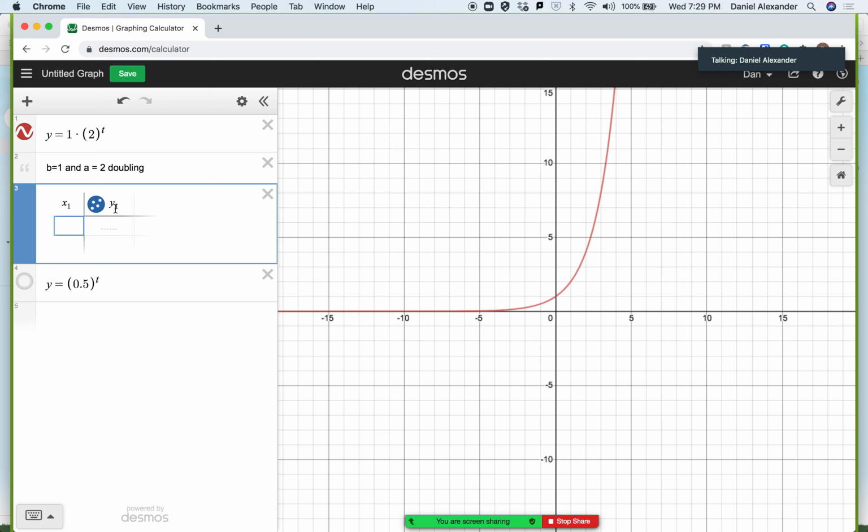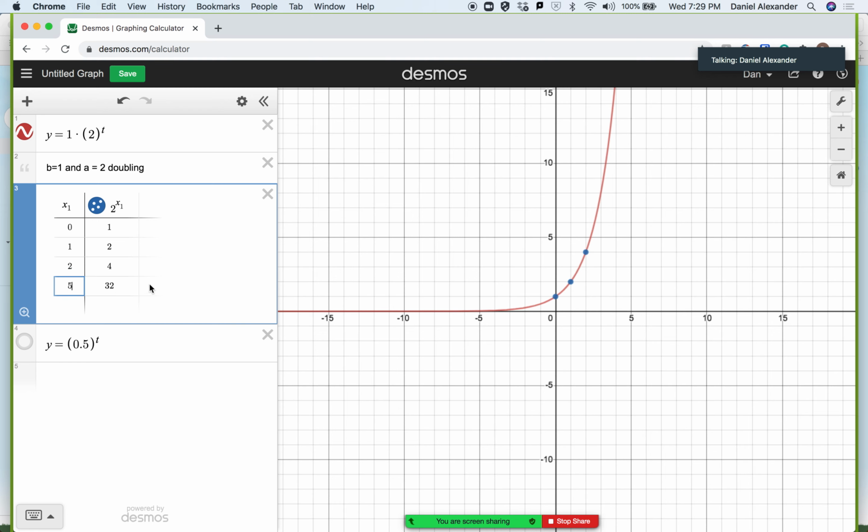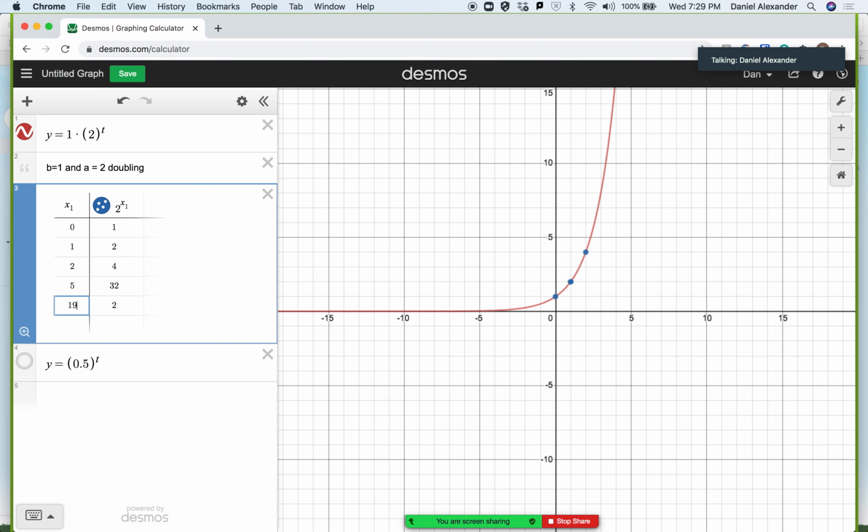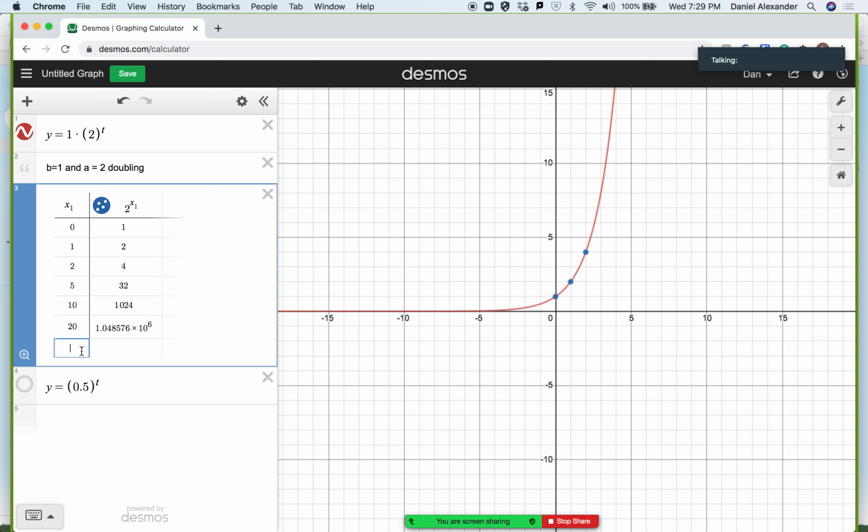So I'm going to make a table here, and my y value is going to be 2 to the x. So when x is 0, 2 to the 0 is 1. When x is 1, you get 2. When x is 2, doubling, you get 4. Just throwing in some random numbers: 2 to the 5th is 32. 2 to the 10th is a little bit over 1,000, and so forth. I'm going to just throw in 2 to the 20, a little bit over 1,000,000.